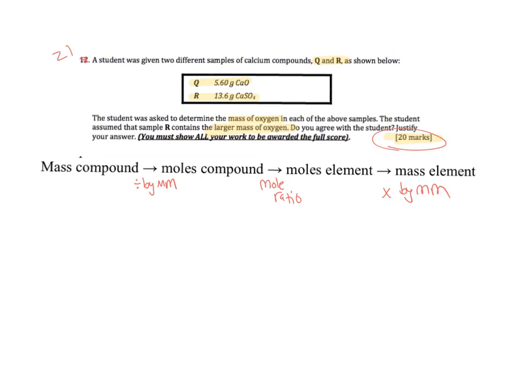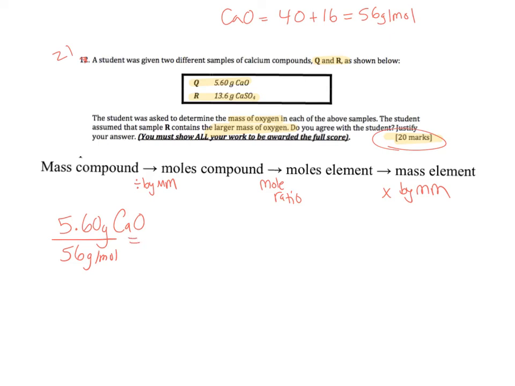All right, let's start. Mass compound to moles compound. So in the question they gave us, let's do CaO first. 5.6 gram CaO. I want to divide by the molar mass. You have to find the molar mass of CaO. All right, so 40 plus 16 is 56. So I have, this is the molar mass. I just found that. So 5.6 over 56. I hope you are realizing now that that is 0.1 mole. All right, good job. So you just went from mass compound to mole compound. So we have 0.1 mole CaO.